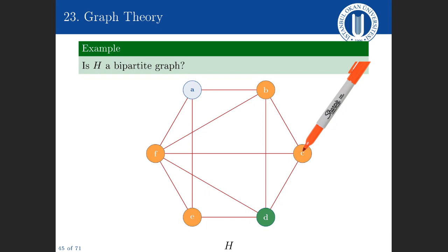Now there's a problem here, look. E and F are both colored in orange, but E and F are connected together. That tells us that this graph is not bipartite.